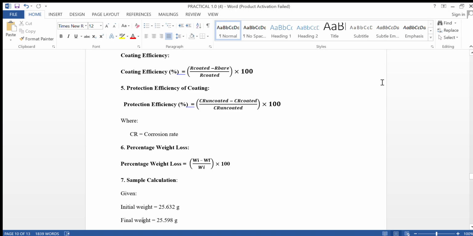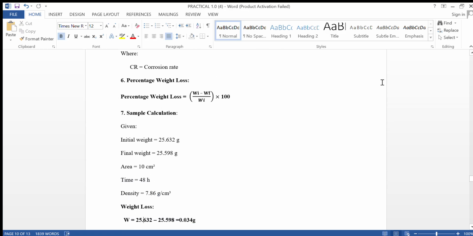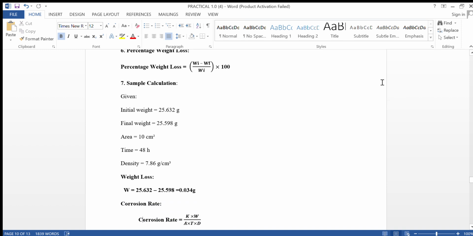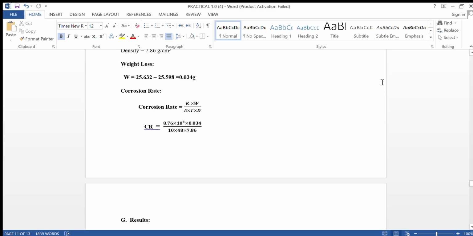Percentage weight loss equals W_i minus W_f over W_i multiplied by 100, where W_i is the initial weight of the specimen and W_f is the final weight of the specimen after corrosion. Some sample calculations: initial weight, final weight, area, time, density. Then we get the weight loss and corrosion rate. After applying all the values in the formula, we get the corrosion rate values.